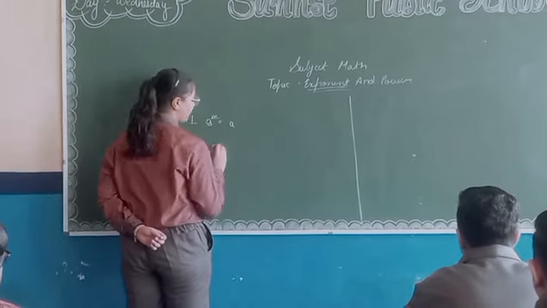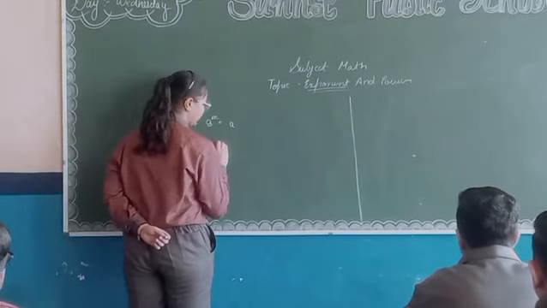2 raised to the power 3. In this, 2 is the base and 3 is the exponent. This 3 tells how many times the base is multiplied. 2 is multiplied 3 times, so 8 will come.